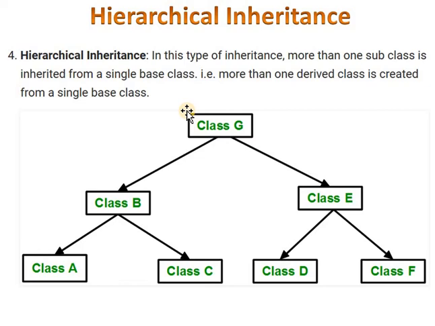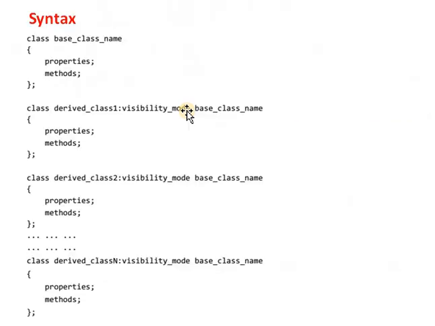Let's see the syntax for defining hierarchical inheritance. Here is the syntax. First, we want to define the base class. How to define the base class? By using the class keyword. After the class keyword, we specify the name for the base class. And in the class definition, we write the properties and different methods for that particular base class.